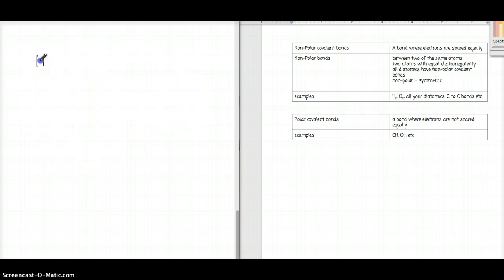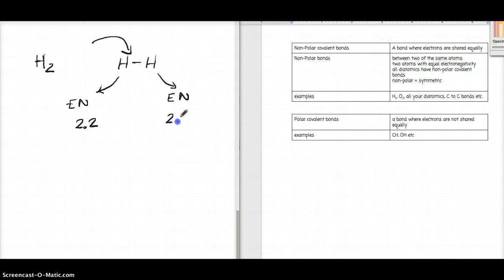Alright, let's say we were talking about diatomic hydrogen. And in diatomic hydrogen, there is only one bond. We've drawn this as a Lewis dot diagram, and we've also drawn it with the line right there, which indicates one single covalent bond. So we're actually talking about this bond right here. Now, hydrogen has an electronegativity, EN, of 2.2. This hydrogen has an EN of 2.2.